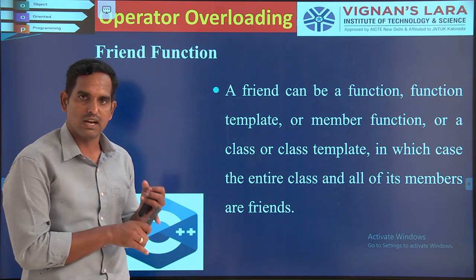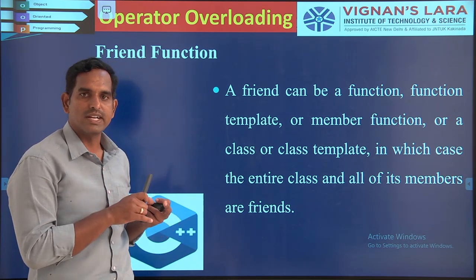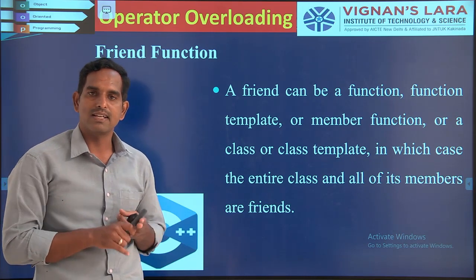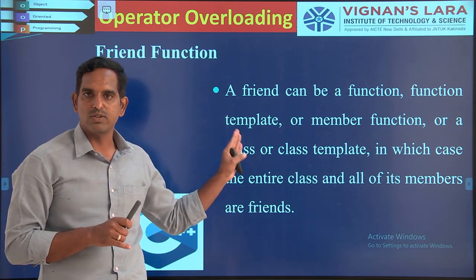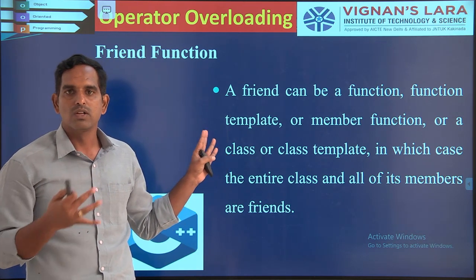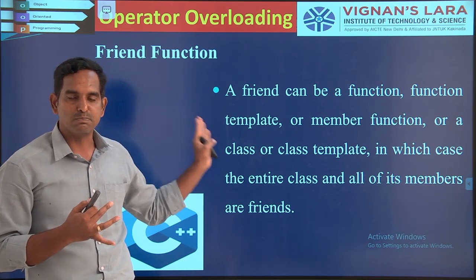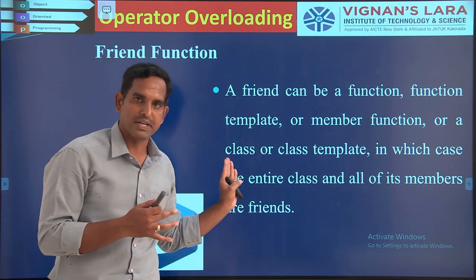You can declare a general function, or a function template as friends, or a class or a class template as friends. Whatever you make a friend, those friends can access the particular class's private members and protected members. You have to remember this.